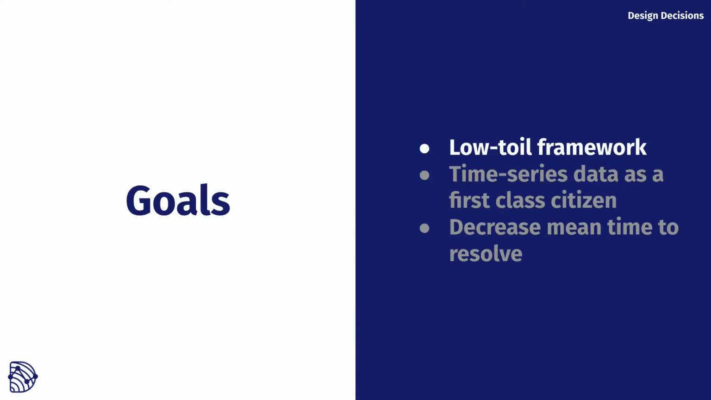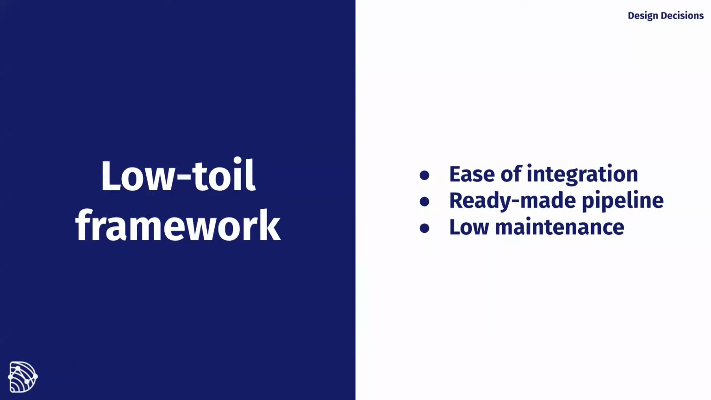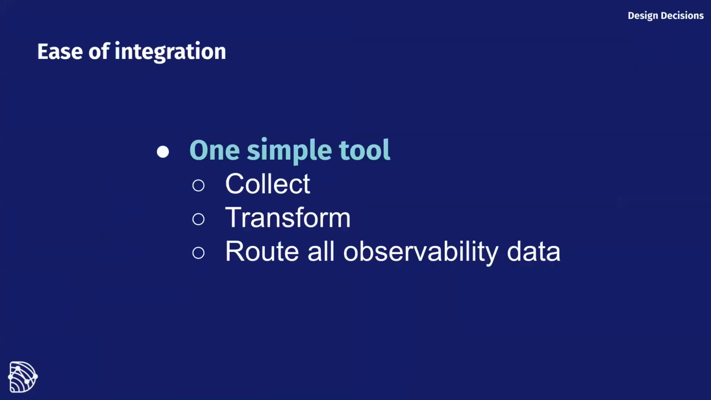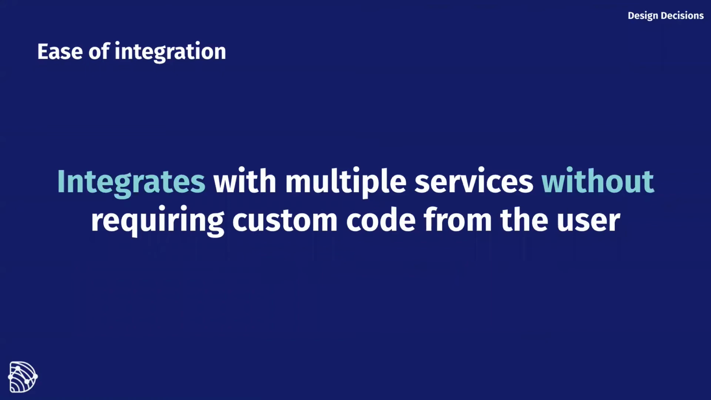A low-toil framework is one that is easy to set up and maintain, helping your core development flow without adding to your busy workload. To overcome this problem, we felt we had to keep integration easy, provide the infrastructure for the pipeline, and keep it manageable by small teams. The first step of a low-toil framework is ease of integration. For us to aggregate logs, we need users to install a log collection tool onto their servers. We wanted something that could collect, transform, and route all observability data with one tool. Moreover, we wanted a tool that can monitor multiple services without requiring users to write custom integration code.